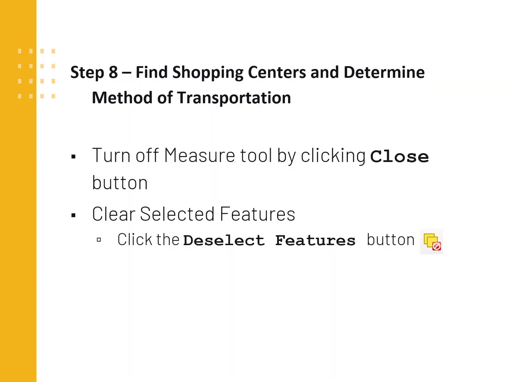Before we get started on the next bit of finding out where the shopping centers are, I'd like you to turn off the measure tool by clicking the close button at the bottom of the pop-up window. Then I'd like you to clear the selected features. To do this, you're going to go back to your main QGIS window and click on the Deselect Features button.